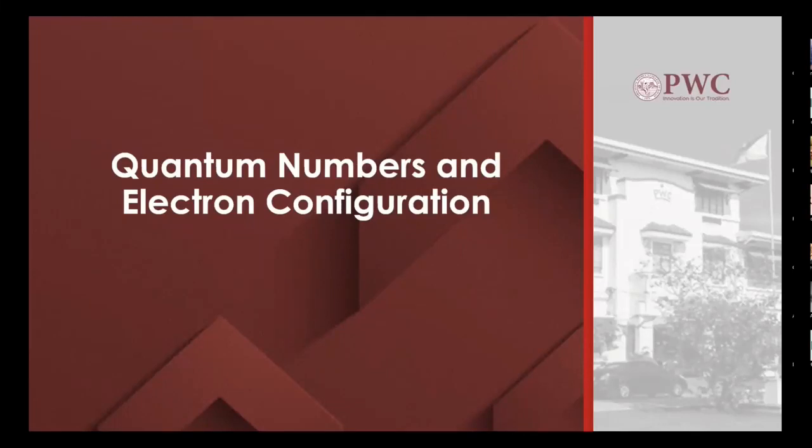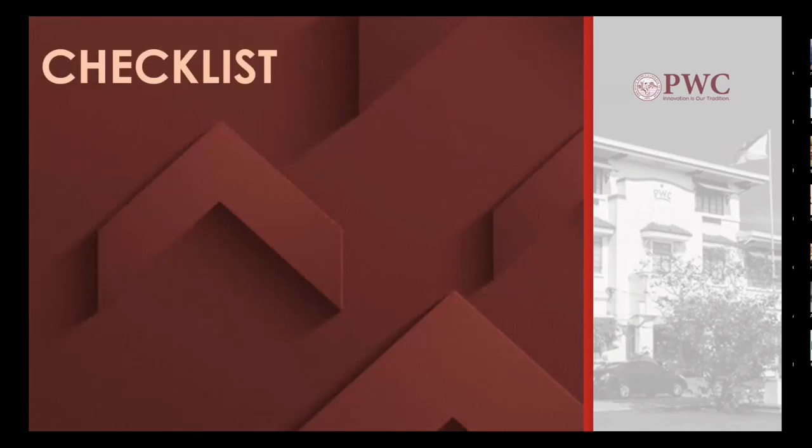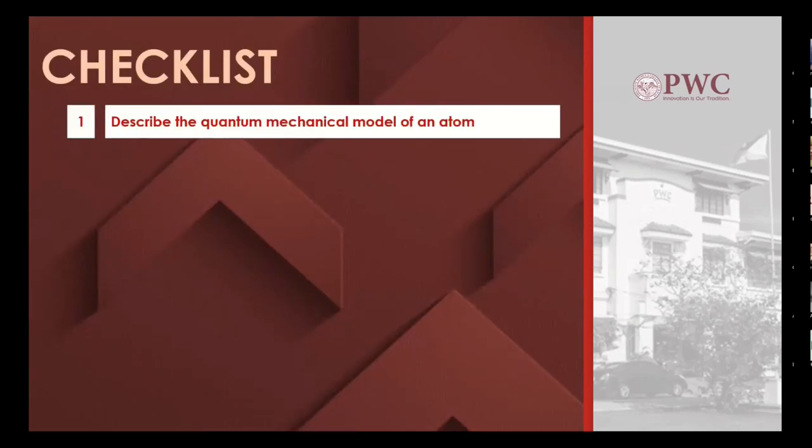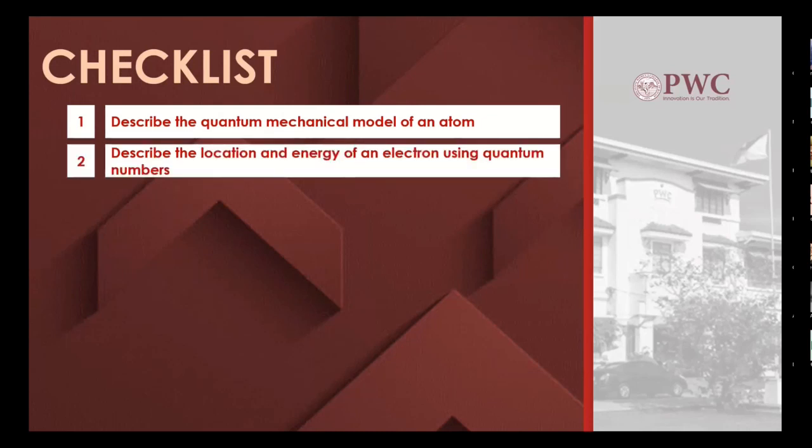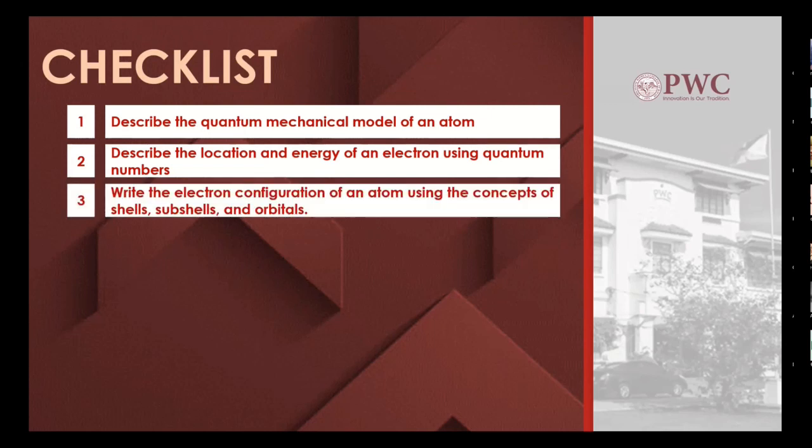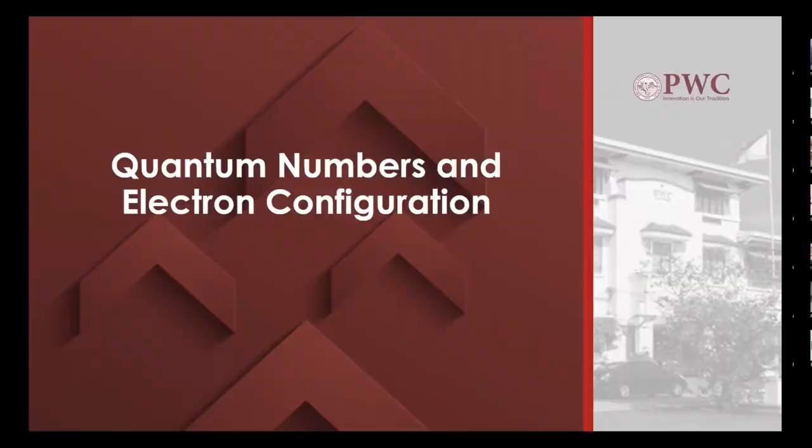and electron configuration. This is found in your book. These are the objectives for this lesson. First is to describe the quantum mechanical model of an atom. Second is to describe the location and energy of an electron using quantum numbers and write the electron configuration of an atom using the concepts of shells, subshells, and orbitals.